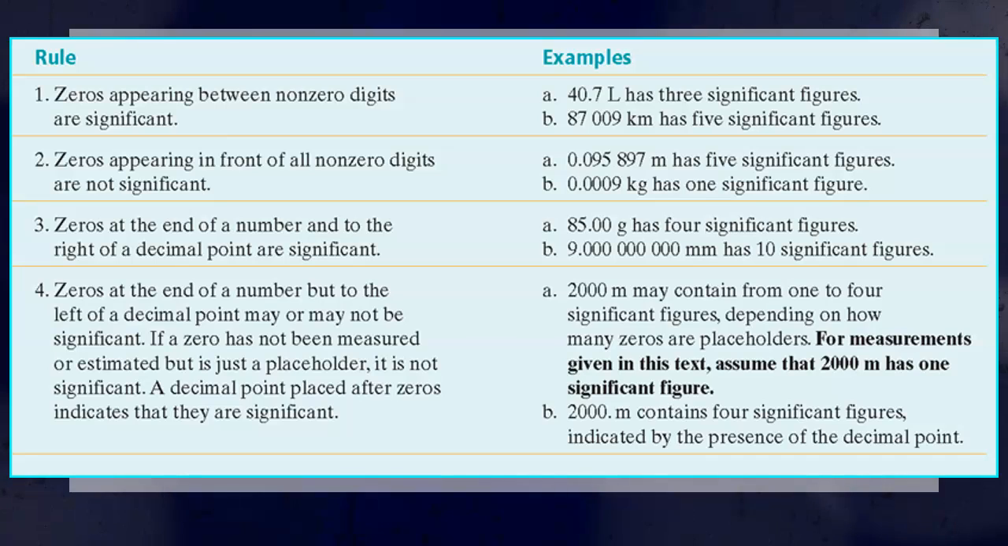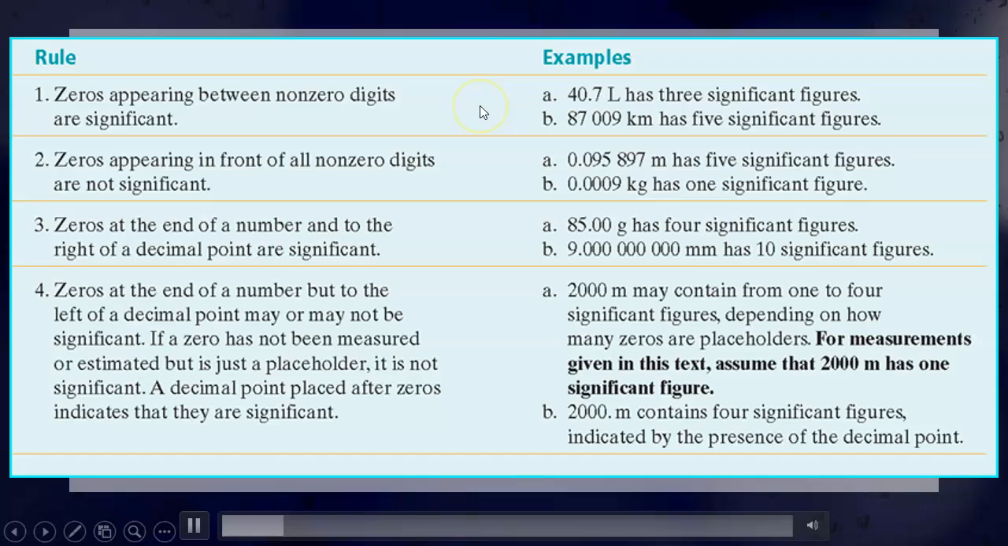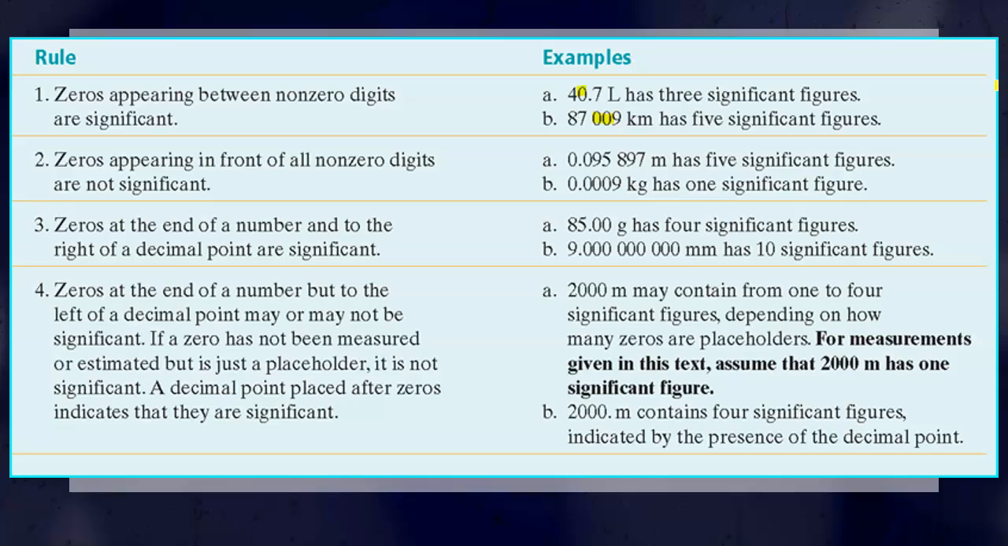So the first one is pretty straightforward. The first one says zeros appearing between non-zero digits are significant. So like this 0 in the 40.7 and these 2 zeros in the 87,009. They are all significant because they're sandwiched between non-zeros. So as long as you're sandwiched between non-zeros, you're fine. You kind of join the crowd and become a significant figure.